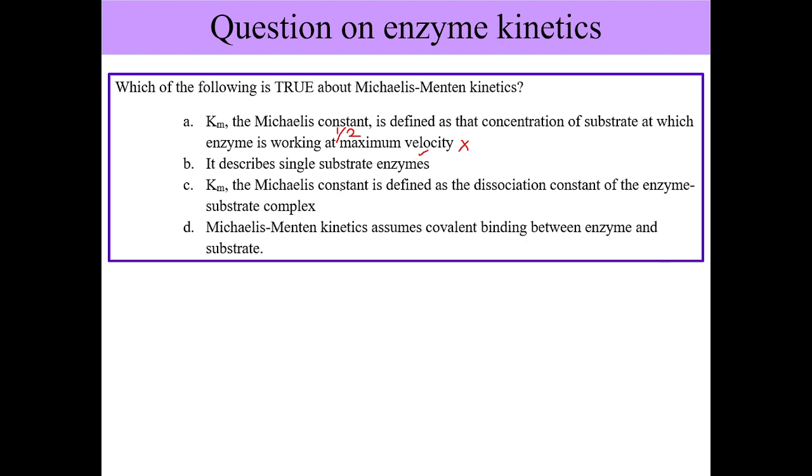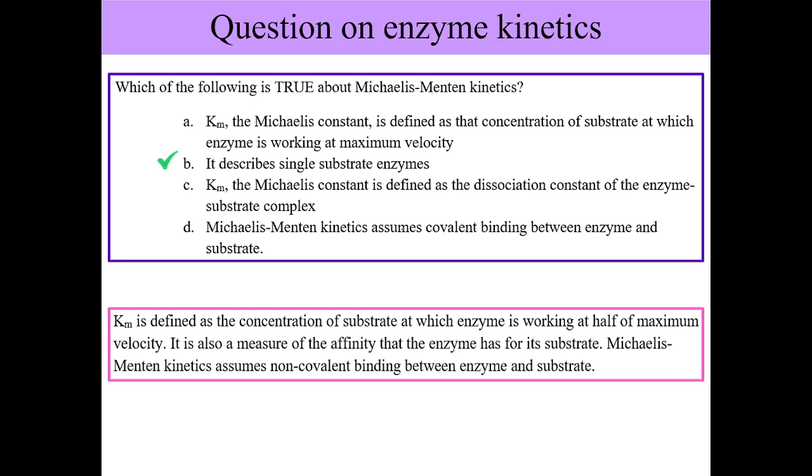The Michaelis-Menten constant is defined as the dissociation constant of the enzyme substrate complex. It is not defined as the dissociation constant, but it can be compared to the dissociation constant only when the value is very low, that is, only when the concentration of the ES complex is very low. Michaelis-Menten kinetics assumed covalent binding between enzyme and substrate. There is never covalent binding between enzyme and substrate. It is always comparatively weaker interactions. So the right answer would be B.